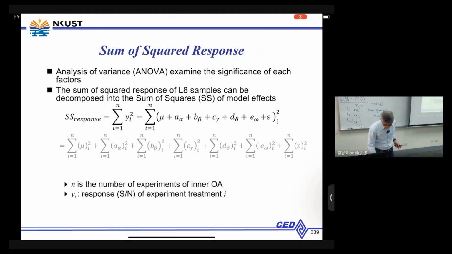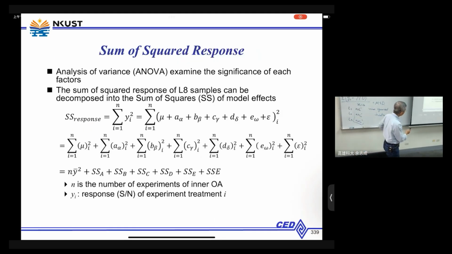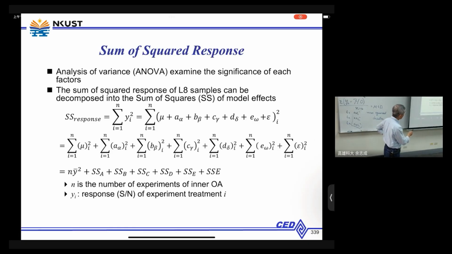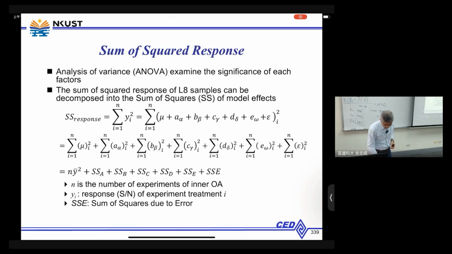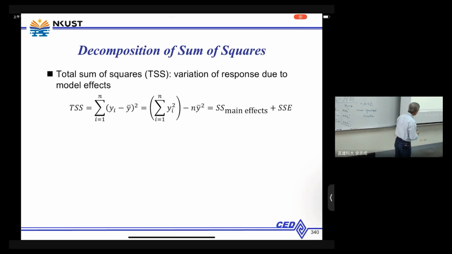Okay, so here, this is the summation: sum of squares for factor A, sum of squares for factors B, C, D, E. And this is the sum of squares error term, since the actual output will have some difference between the additive model value and the actual output Y. The difference is the error. Okay, so next, this is called the sum of squares due to error.